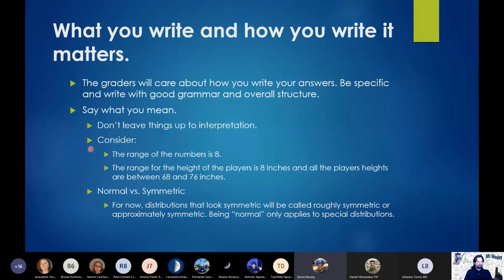Now, this is something I'm going to continue to stress. I'm going to continue to give you feedback like, hey, please write complete sentences. Write properly. If I can't make it through your sentence, like it doesn't make sense, you need to rewrite it.